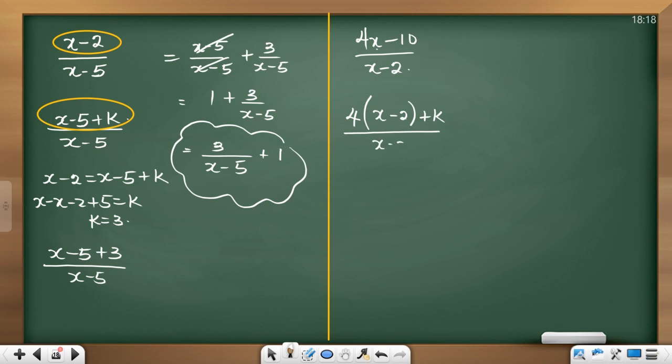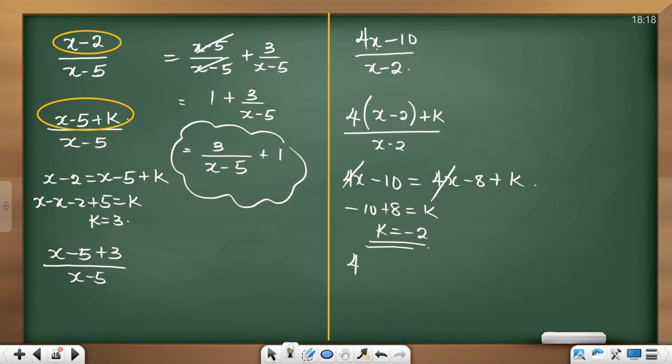All right? My numerators must be equal. 4x minus 10 equals 4x minus 8 plus k. So if the 4x cancels, minus 10 plus 8 equals k. 8 minus 10, k equals negative what? 2. Let's rewrite our equation now. So it is 4x minus 2 over, so you replace your k. My k is negative 2.